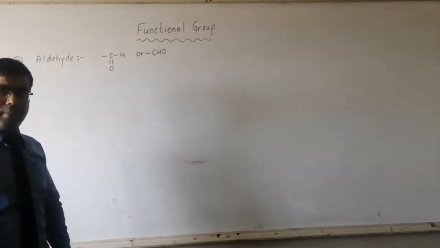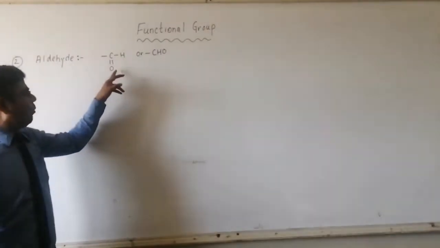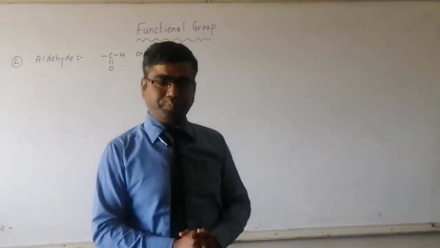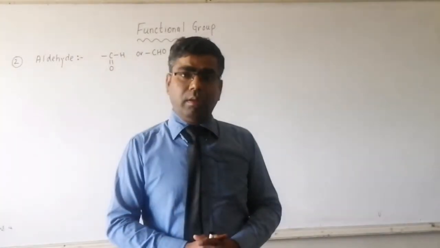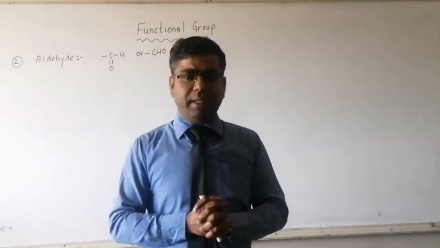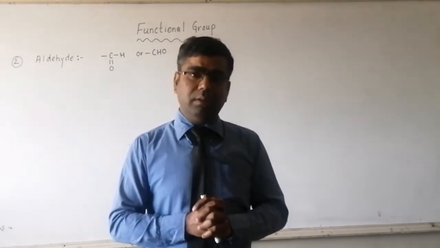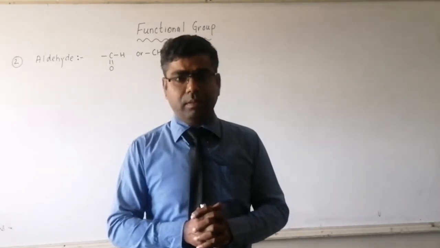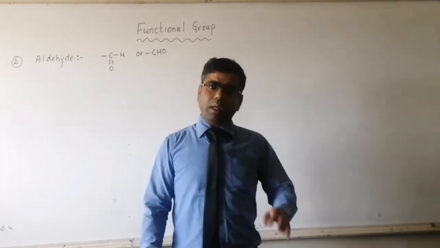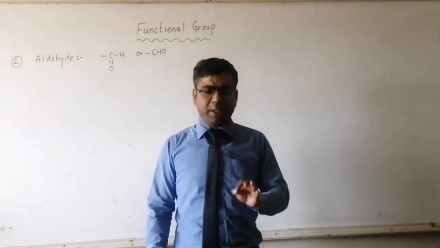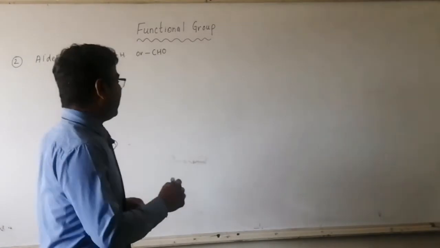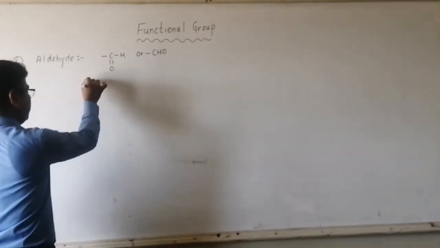Now what are aldehydes? The C double bond O H group, or CHO group, is called the aldehyde group. And the organic compounds in which the CHO group is present are called aldehydes. Now, according to the IUPAC rule, for naming organic compounds in which the CHO group is present, we use the secondary suffix -al. Please remember.